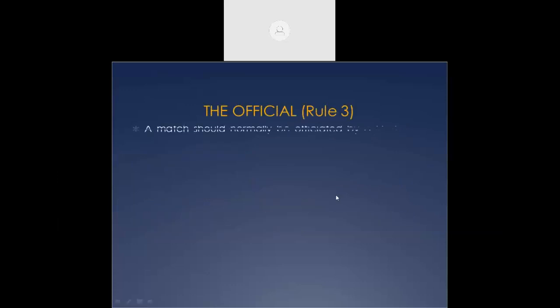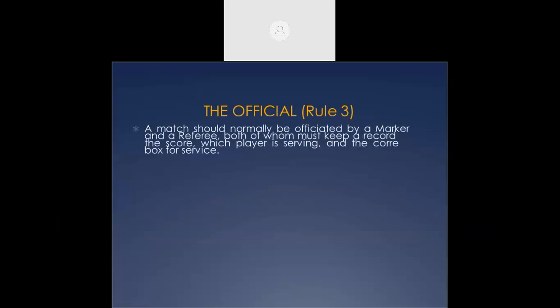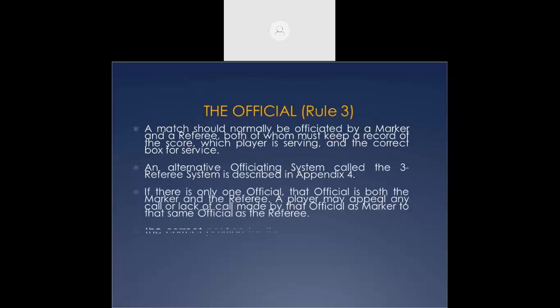Rule 3 is the officials. A match should normally be officiated by a marker and a referee. There is a system of a single referee, which is not used much these days. We use more of the referee-marker system, and at the PSA level, we are using the referee and video referee system, which is very effective these days.